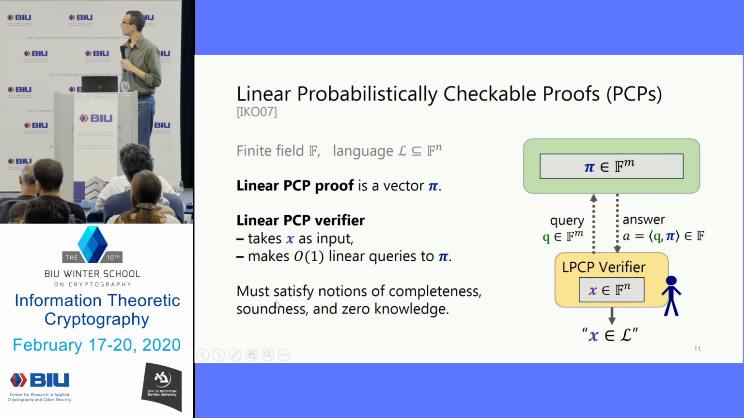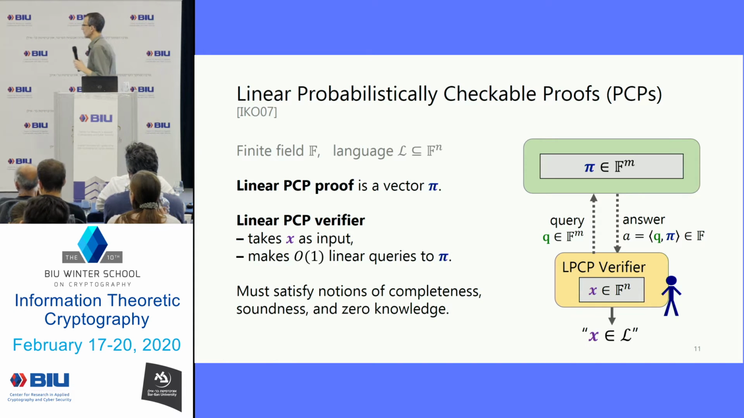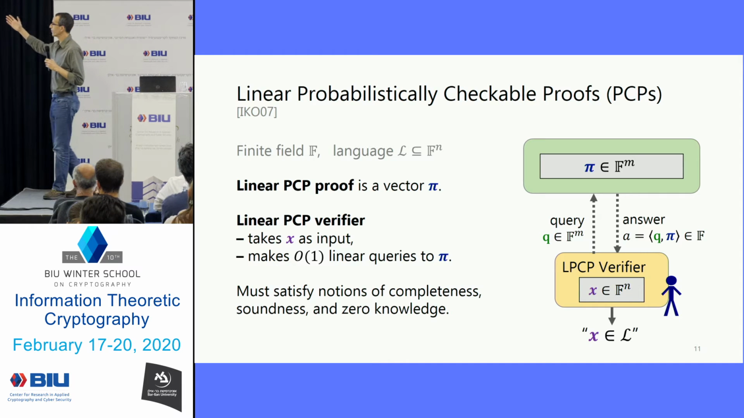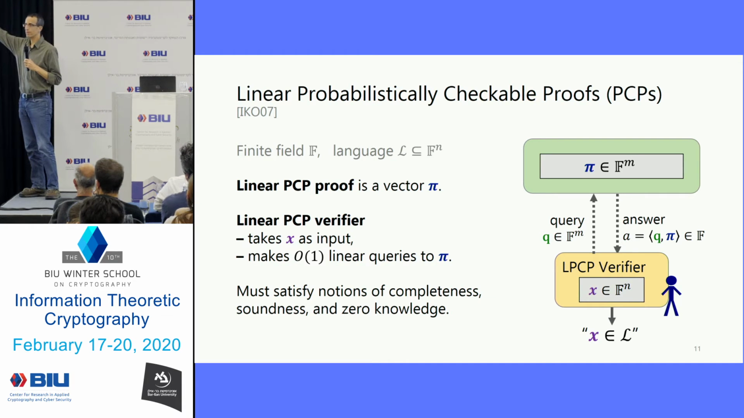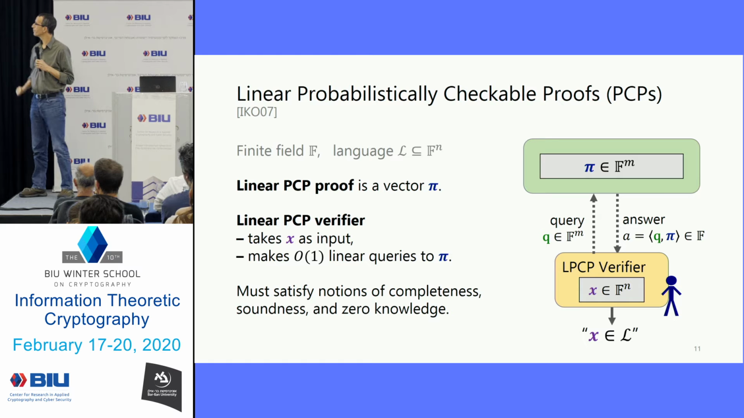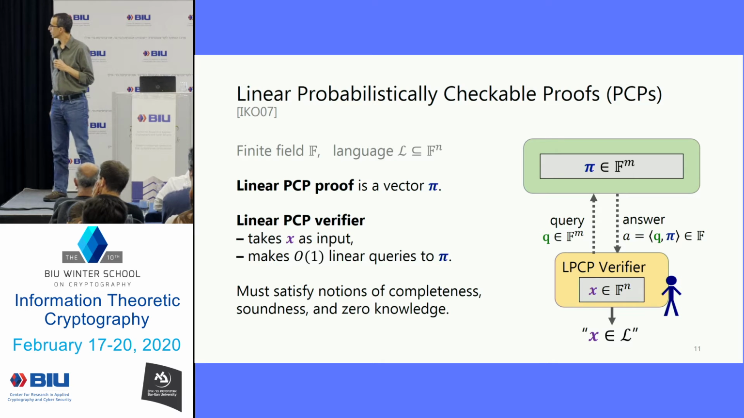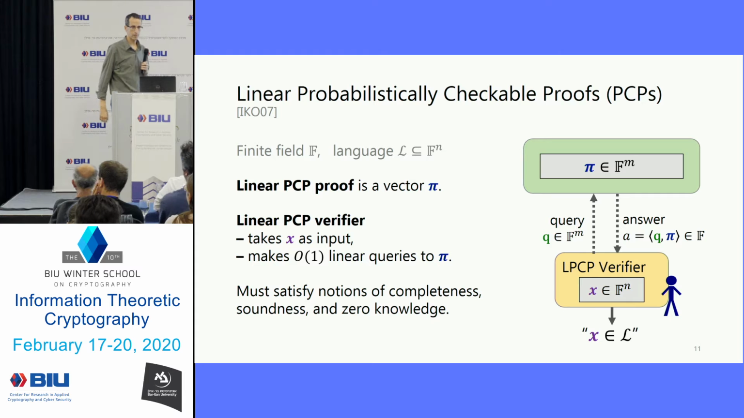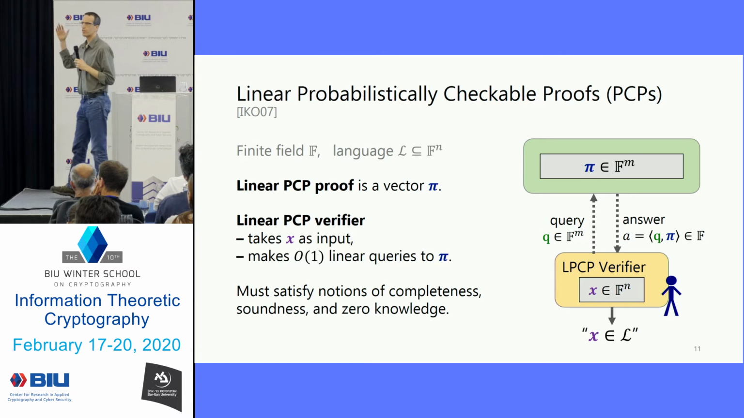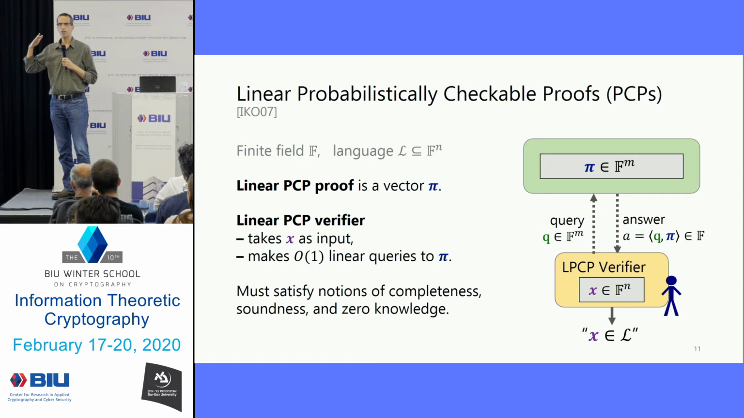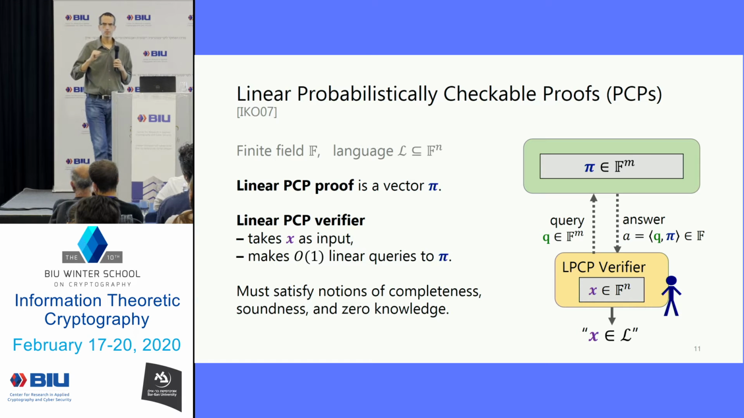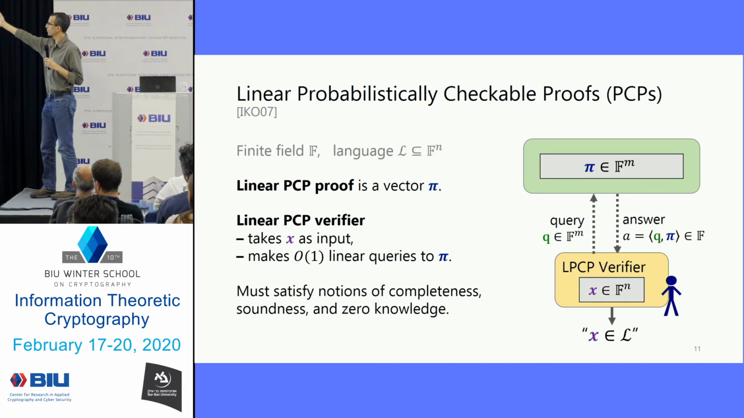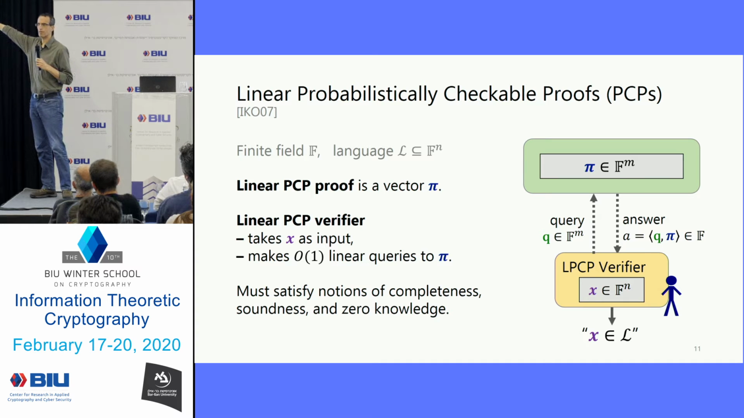So this is a linear PCP. We have two parties. We have a prover up here and a verifier down here. And they both share some input, x. X is a vector over this field. And the prover wants to prove that x is in some language, right? It has some property. So it constructs a proof, pi, up here.